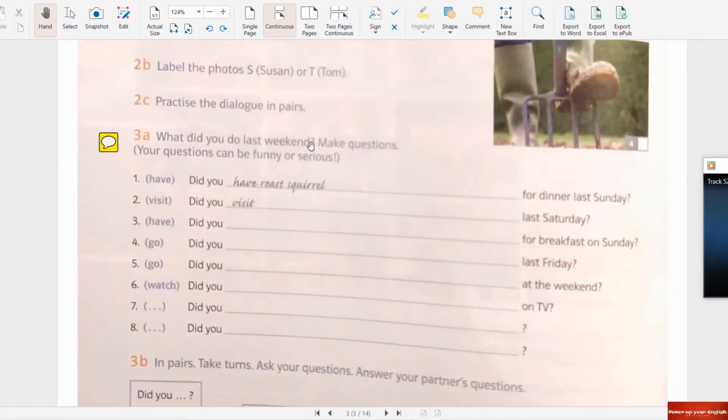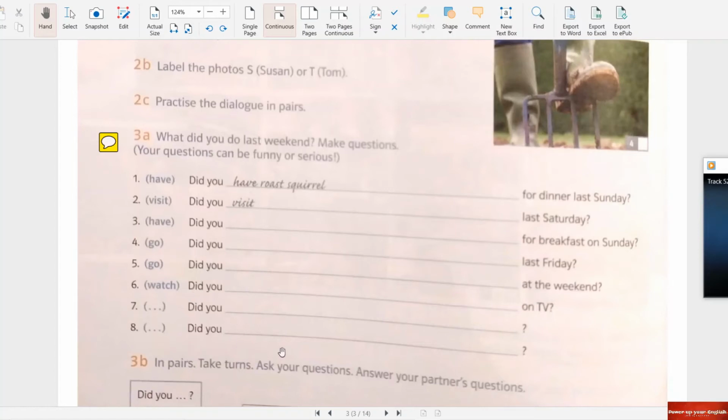What did you do last weekend? You need to make questions. Your questions can be funny or serious, and once you've written them down, you can send them to me. So, for example, did you have a roast squirrel for dinner last Sunday? Or did you visit? So, did you have? Did you go?